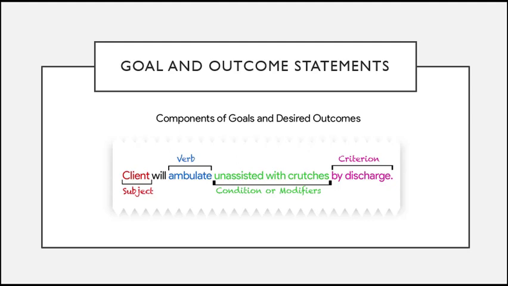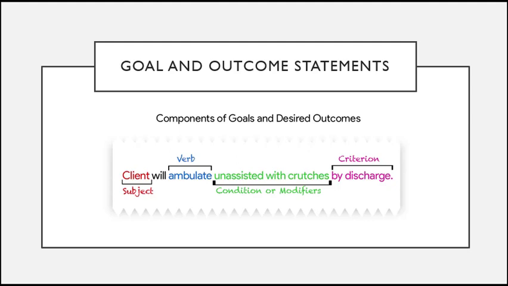The verb is the action or the thing that the client is to perform. So what they're to do, learn, or experience. The condition or modifiers, these are the what, when, where, and how. So they're added to the verb to explain the circumstances under which the behavior is to be performed. And then the criteria at the end has to do with that final, when is it supposed to occur, for instance. When writing goals and desired outcomes, you always want to follow a couple of tips.